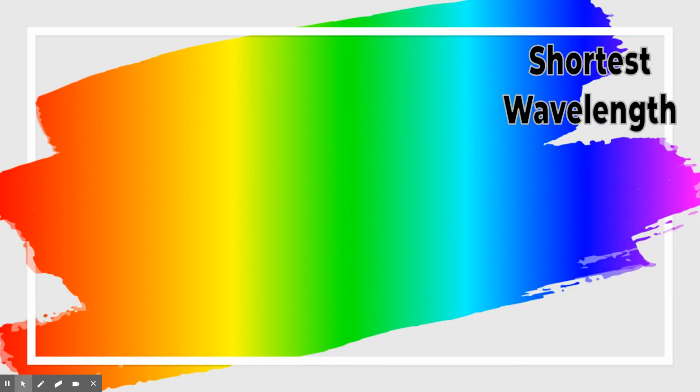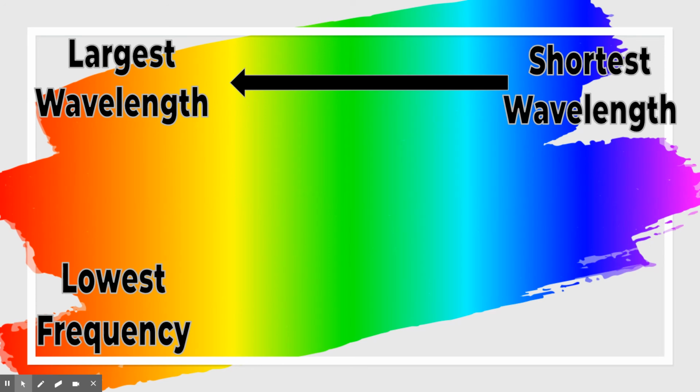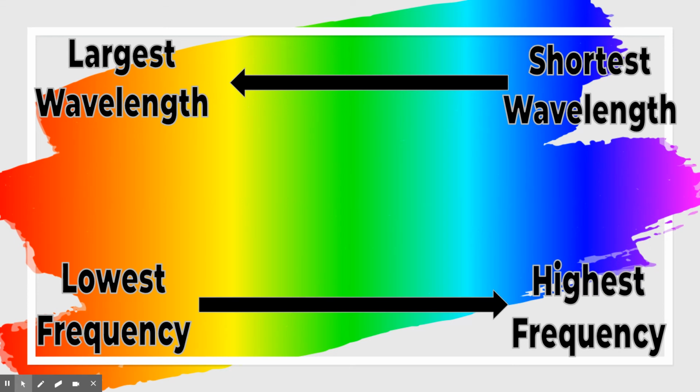So if we look at a rainbow starting with violet on the high energy, high frequency, low wavelength side, we see that the shortest wavelength starts over there in this corner, right, with violet light, and it actually goes to the largest wavelength on the other side in the reds and the orange. If we look at the lowest frequency, that starts in the red spectrum. So the more red a color is, the lower the frequency is going to be. That's also going to move towards the right here, or towards violet light, as we increase the frequency. So the highest frequency is found in violet light.